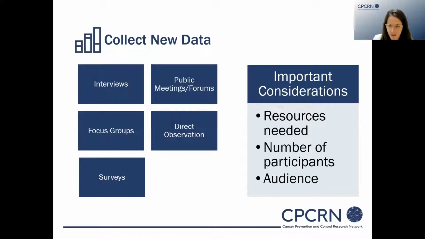Direct observation may include things like taking notes during a meeting, observing a process, or even doing an environmental scan where you go to an environment like maybe a pharmacy or a convenience store, and you complete a checklist to see like what's being sold or how it's being sold or something like that. So those are different forms of observation that you can do to collect data.